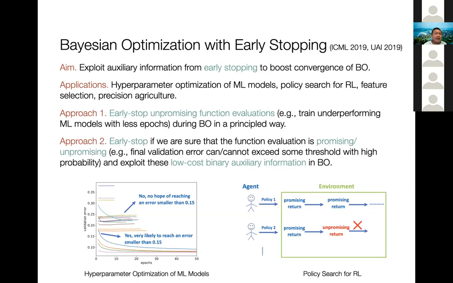Another example is about growing crops. It takes a few weeks to grow, but along the way, you can see that the crops are not growing so well. Then we might as well remove them and start growing a new batch all over again. This is something that we have done, and it allows us to improve the convergence to the global optimum. You can find this in our ICML 2019 paper and UAI 2019 paper as well.